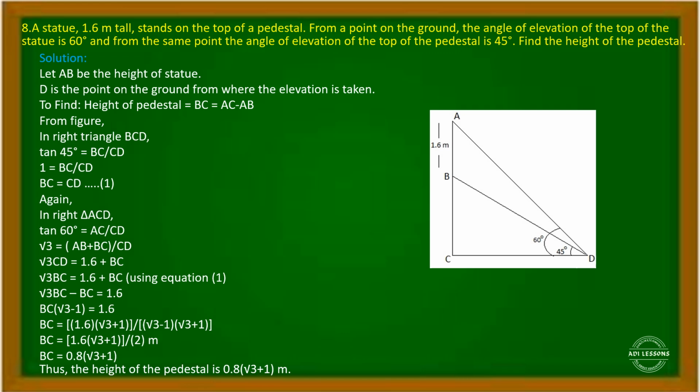BC equals 1.6 into root 3 plus 1 by root 3 minus 1 into root 3 plus 1. We rationalize the value root 3 minus 1. So BC equals 1.6 into root 3 plus 1 by 2 meters. Thus BC equals 0.8 into root 3 plus 1. This is the height of the pedestal. So thus the height of the pedestal is 0.8 into root 3 plus 1 meters.